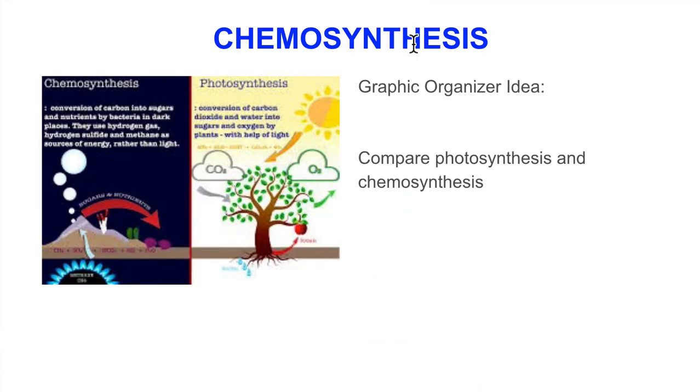So maybe a good graphic organizer here would be to compare chemosynthesis with photosynthesis. Now, once again, with these graphic organizers, I want you to make your own. You're not going to copy and paste a picture from the internet. You've already done that. But make your own, like use a table or some sort of Venn diagram or some sort of other visual representation that helps you learn this information.